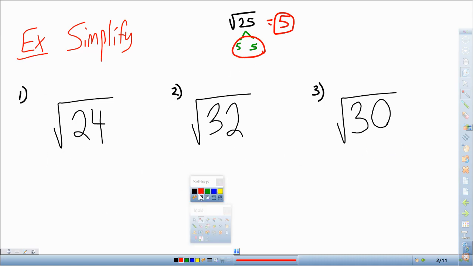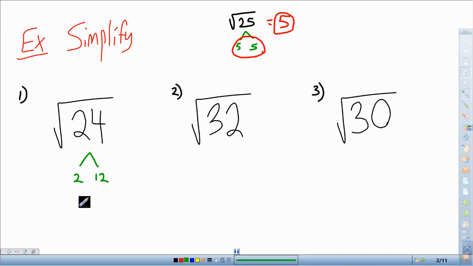So let's try that with 24. Let's break it down. We're thinking of two numbers that multiply to get 24, and oftentimes there are options. We could do 2 times 12. What else? 8 times 3. There are options. Do whatever comes to mind first. I'm going to do 2 times 12.